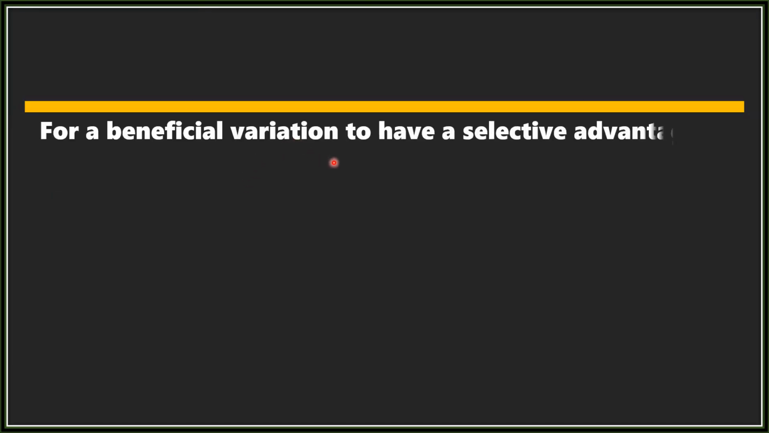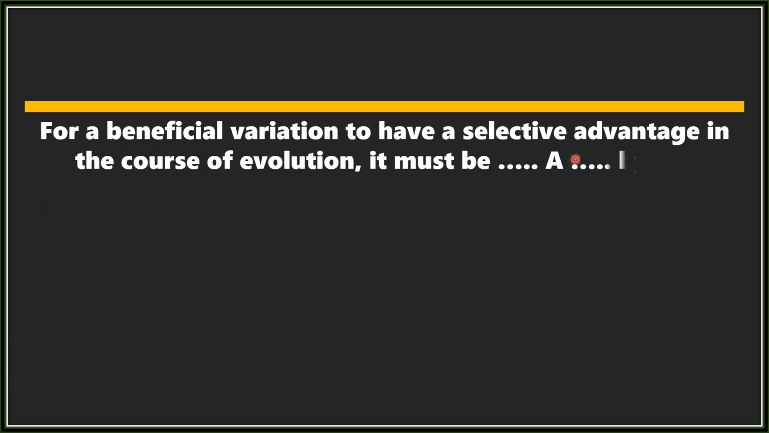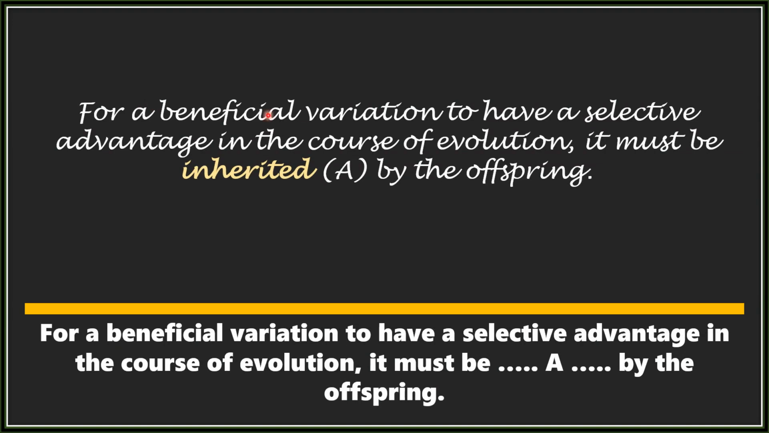For a beneficial variation to have a selective advantage in the course of evolution, it must be dash by the offspring. For the beneficial variation to have selective advantage in the course of evolution, it must be inherited by the offspring.